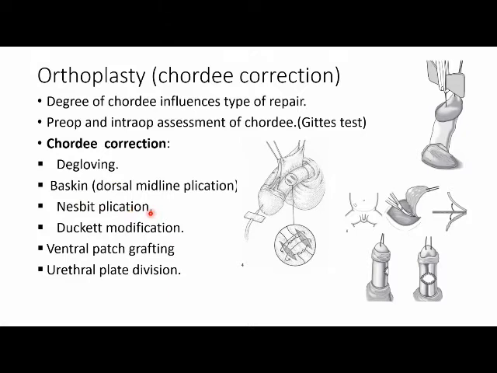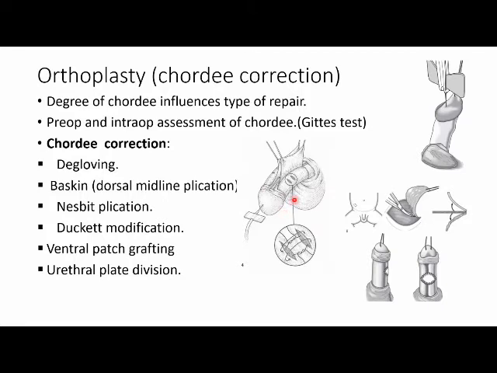Nesbitt plication is that you open the tunica albuginea on the dorsolateral aspect, and just like doing a Hincke-Mikulicz procedure, you open it in a vertical fashion and close it in a horizontal fashion. So that is Nesbitt plication, which is done at the area of maximum curvature in the dorsolateral aspect. Before doing this, you should elevate the buccal fascia so that the neurovascular bundle goes along with the buccal fascia into the midline, so that you won't damage it.